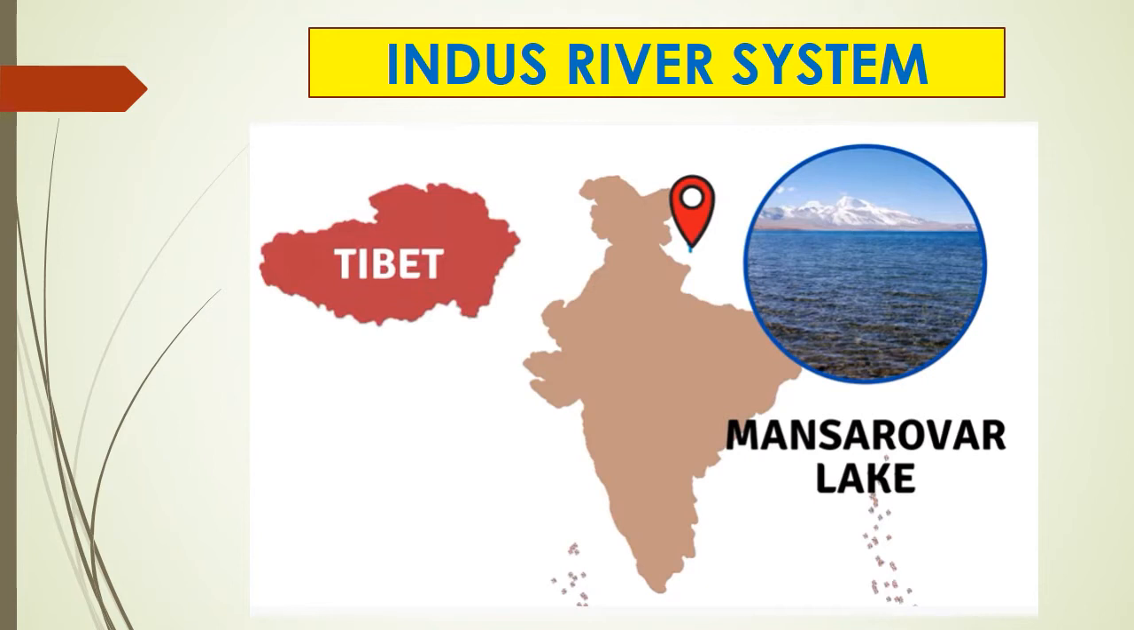Now children, let us see the origin of river Indus. Now you can see here it rises in Tibet. Tibet is here, okay, near Mansarovar lake, and then it flows westward and enters India in the Ladakh district of Jammu and Kashmir.